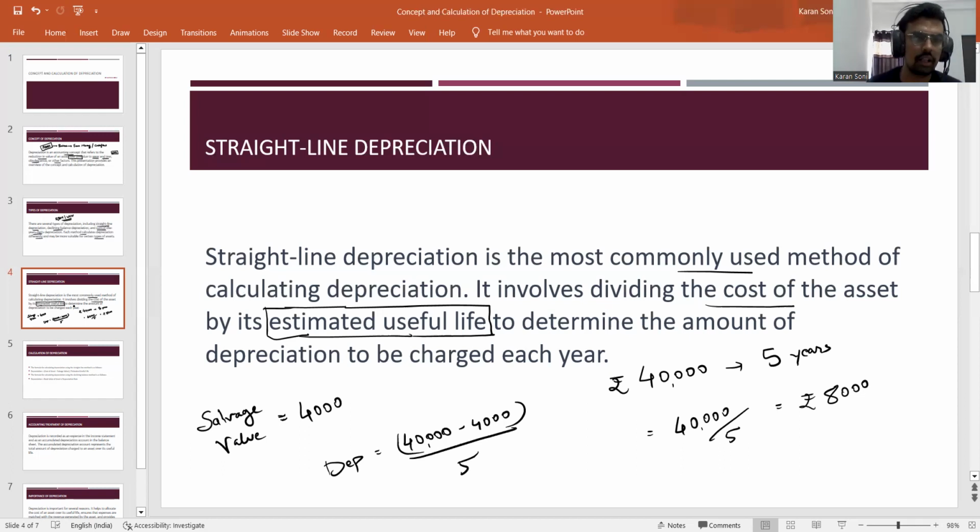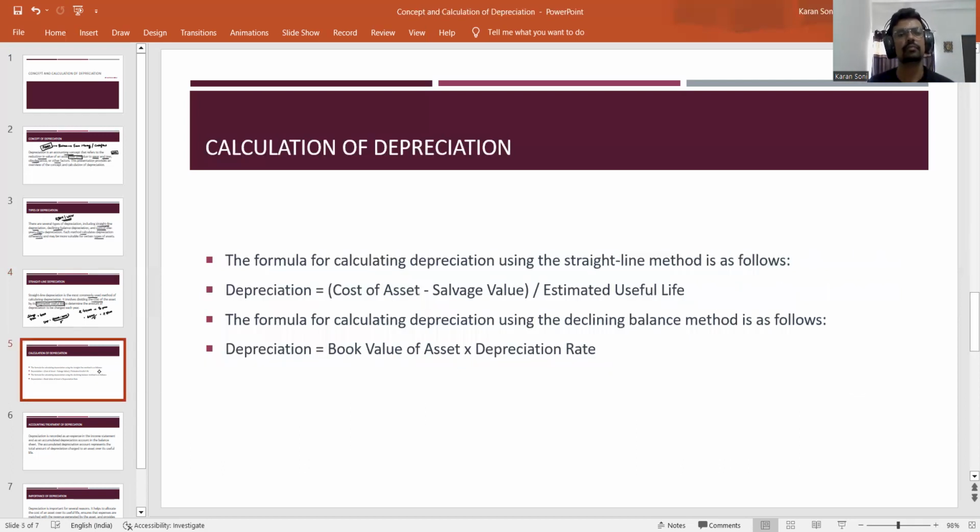Okay, let's go on to another slide. Here is the depreciation calculation formula, which I already explained in the earlier slide, so not much here. The formula for calculating depreciation using the straight line method is very simple: cost of asset minus salvage value, upon the estimated useful life. I just gave you an example. See, you cannot have a guarantee of the useful life of an asset, but you can have an estimate, right?